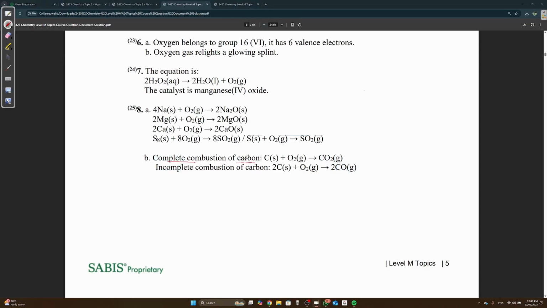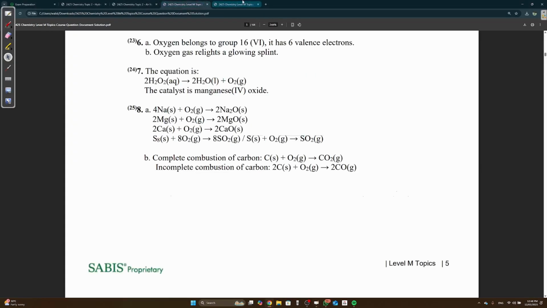For complete combustion of carbon, you write carbon, and since it's combustion, you react it with oxygen. Since it's complete, you produce carbon dioxide. Is this balanced? Yes, you're done. Carbon is a solid, oxygen is a gas, and carbon dioxide is also a gas. For incomplete combustion of carbon, again carbon reacts with oxygen, but since it's incomplete it produces CO. To balance it, you put a 2 here and a 2 here. As usual, solid, gas, and carbon monoxide is also a gas.